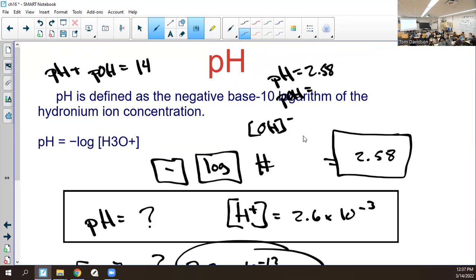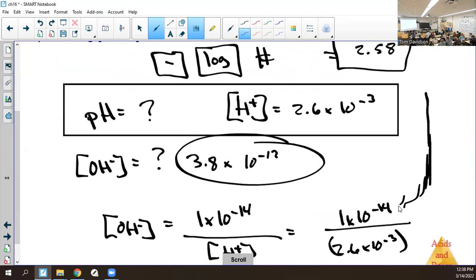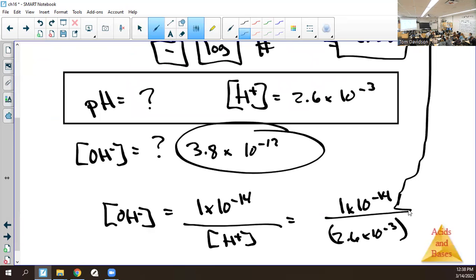All right. So if I take 14 and subtract 2.58, I get 11.42. Is that right? Okay, what would I do with this number now? I take 10, raise it to the negative 11.42, and you should get, if math is true, this same answer.